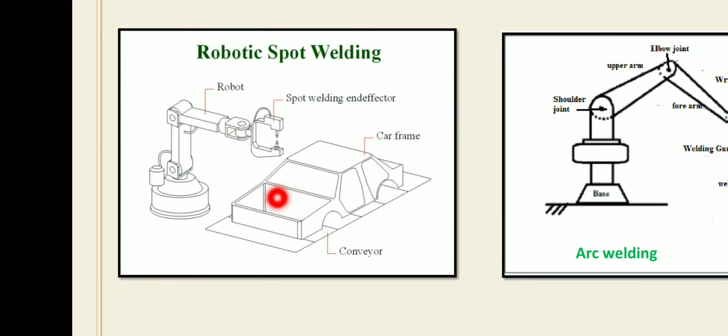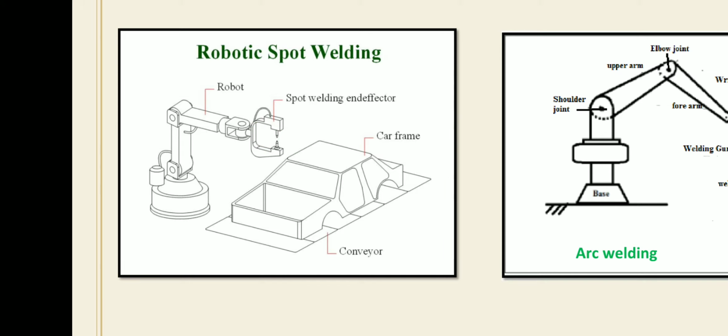This is the car frame, and this is the robot or manipulator. It consists of 4 mechanical links and 3 joints, and this is the end effector or hand of the robot, which is directly connected to the last joint. The spot welding end effector is connected to the wrist joint and performs the spot welding operation.